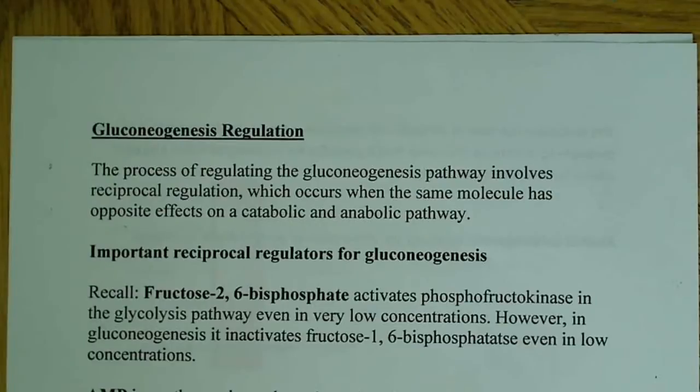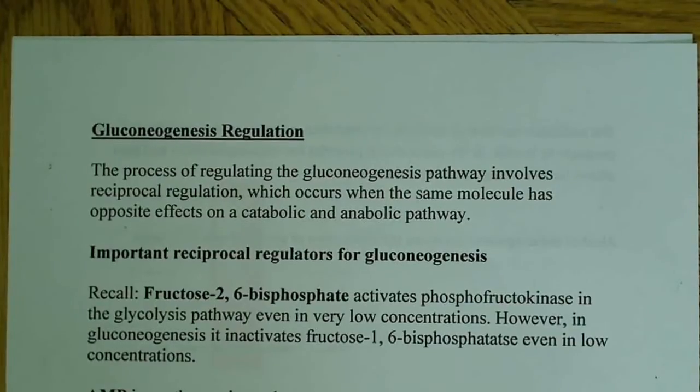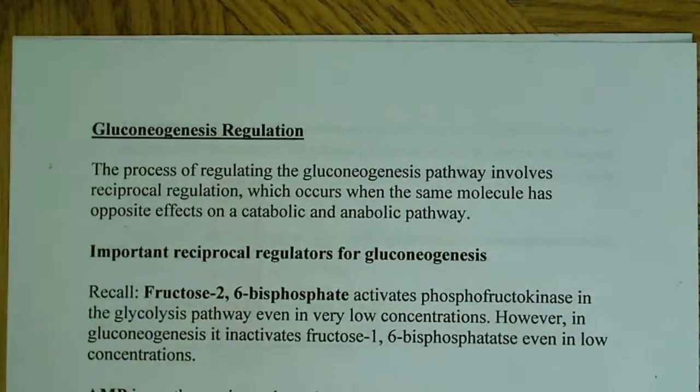If these things were just allowed to do whatever they chose and run out of control, then there's a good possibility that you'd run into what's known as a futile cycle. So in gluconeogenesis regulation, we see a process of reciprocal regulation. Okay, and I have that listed right here.